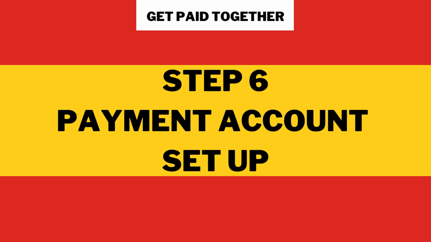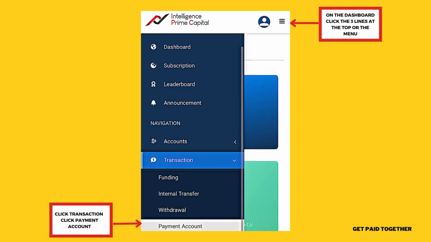So now, step 6 is the payment account setup. This is how you withdraw your money, right? We just talked about withdrawal. So obviously, you're getting paid. Go back to your dashboard when you log in. You're going to go to menu and you're going to click on transaction and payment account.